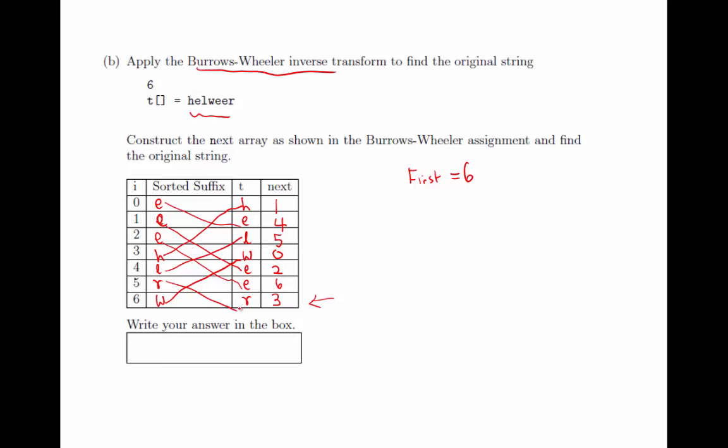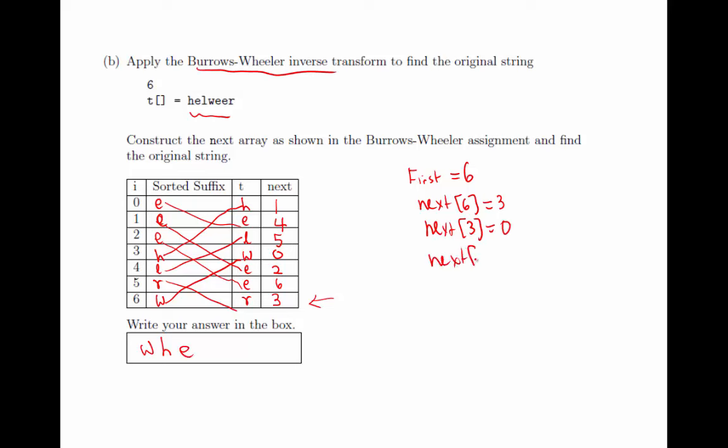Now, once you have that, it's easy to find out what the characters are. So the first is 6, so we know the first character is W. And if you look at the next of 6, which gives you the character, next of 6 is 3. But what is that character? That character is going to be H here. Okay, that's in the sorted suffixes. So we take that, next of 3. Next of 3 is going to be 0, so that gives us E.